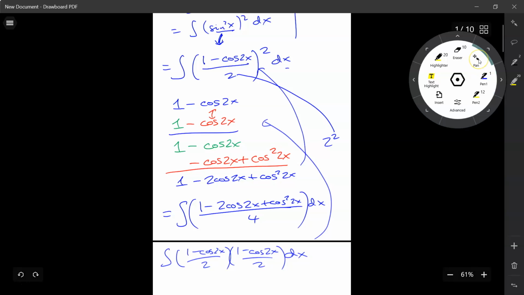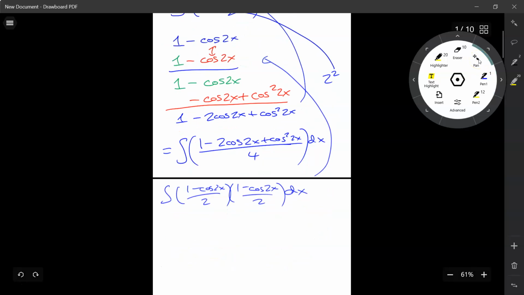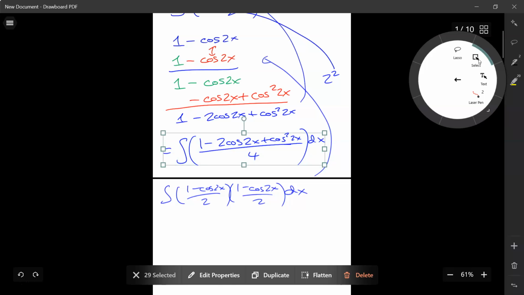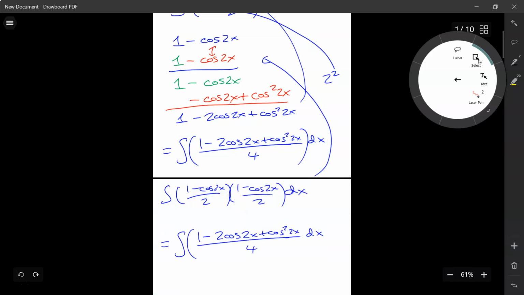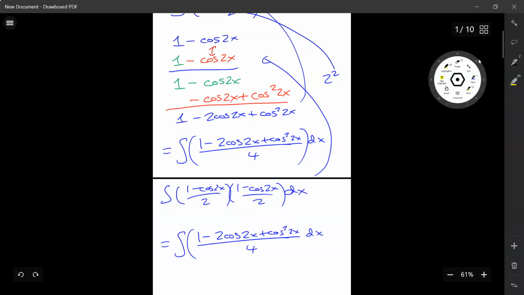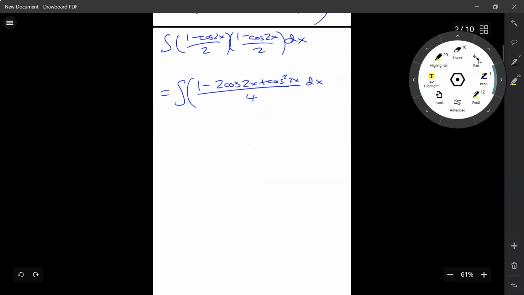Okay, so then I'll copy this bit down here. I think I can duplicate it. There it is. So I bring it down here, so I don't have to rewrite it. And then the only trouble is we still have our cosine here. We still have a power here. We still have the power of 2 here, and we can't integrate that.